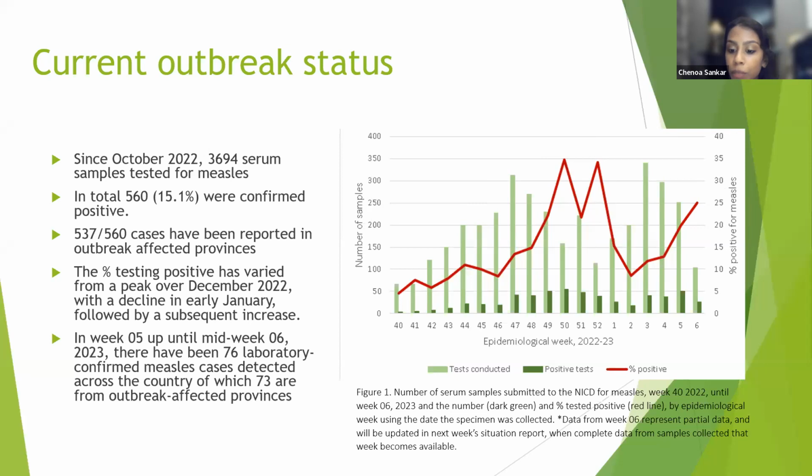And in epidemiological week 5 up until midweek 6 in 2023, there have been 73 laboratory confirmed cases across the country. And of those 76 cases, 73 were from the outbreak affected provinces.